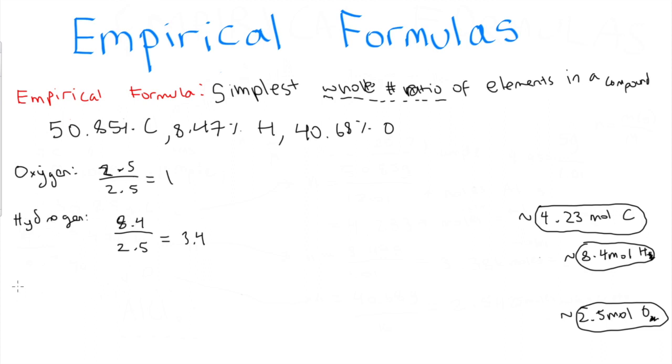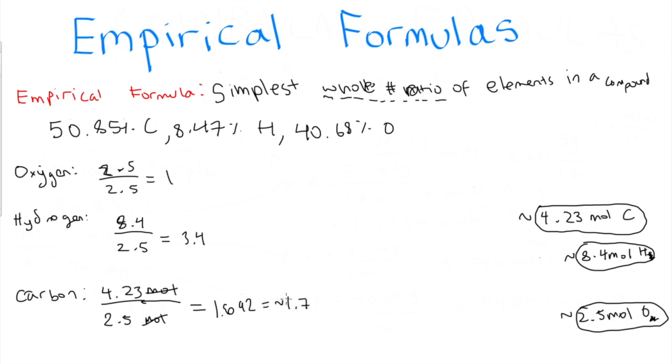And then we also have carbon, which has 4.23 moles of carbon over 2.5. Now, something I probably should have said earlier is that there is no unit to this number. The reason is that when you have 4.23 moles over 2.5 moles, the moles cancel out and there's no unit left. Nevertheless, 4.23 divided by 2.5 gives us 1.692, which we can say is about 1.7.